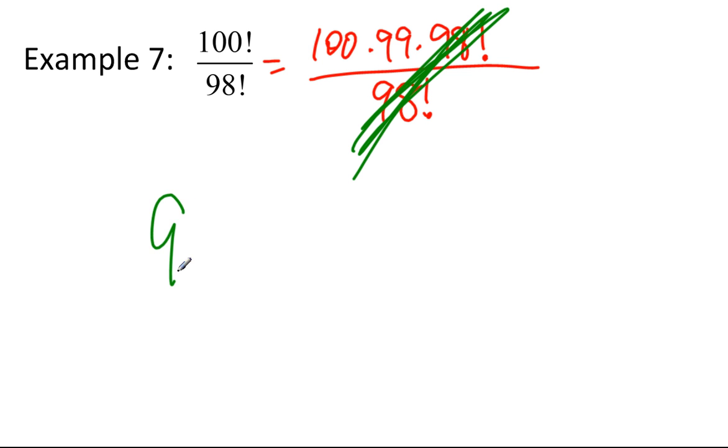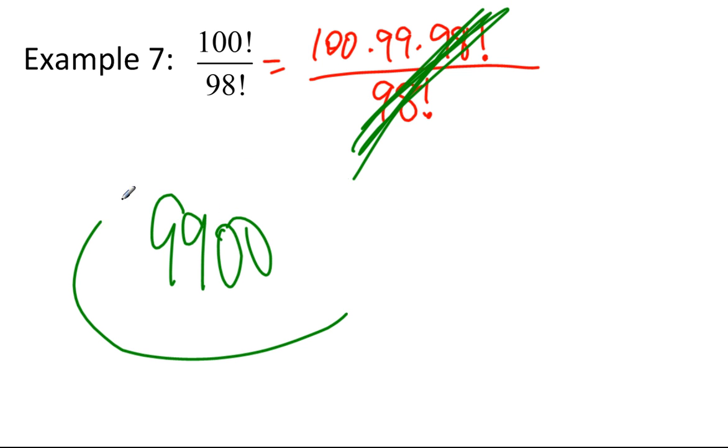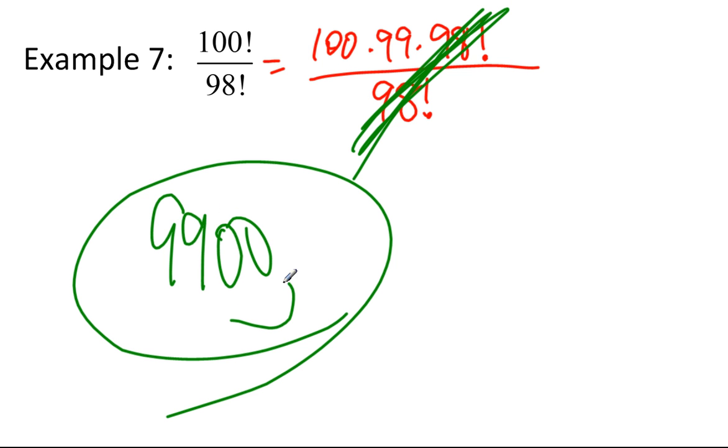100 times 99 is just 99 with a couple zeros on it. And look at that. Yay. See, he's happy. He's not. That's too bad.